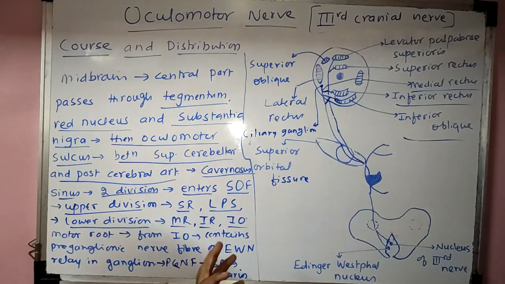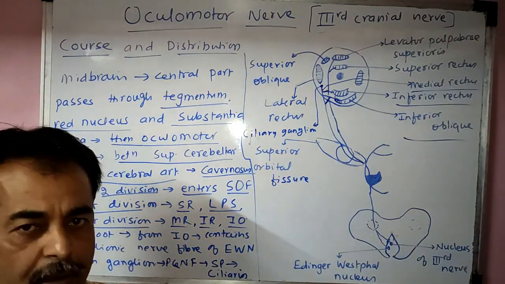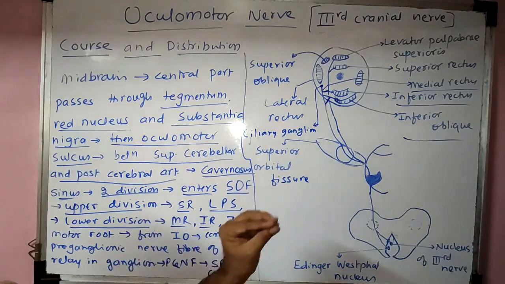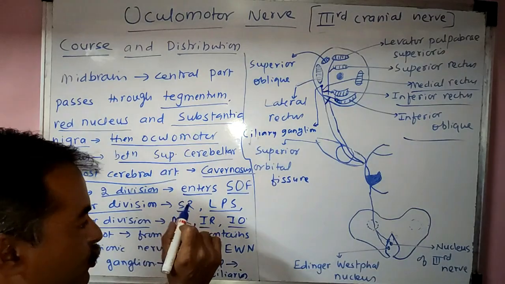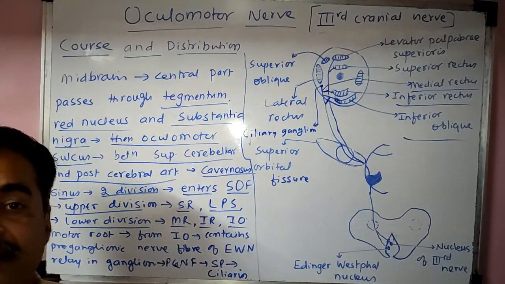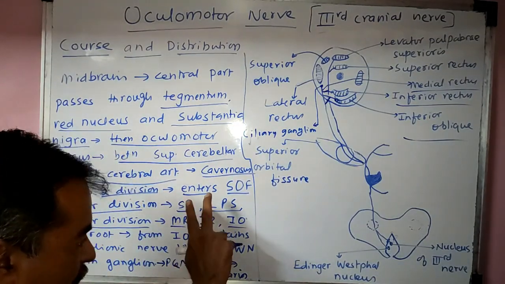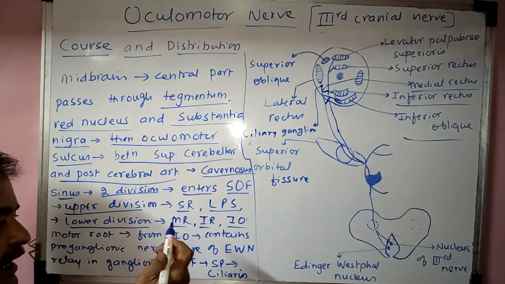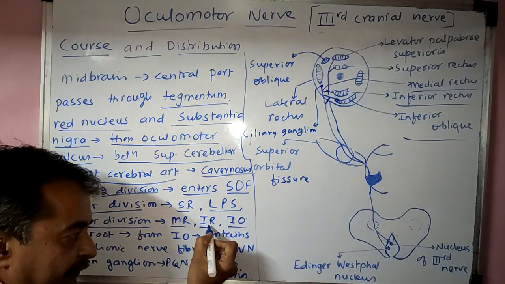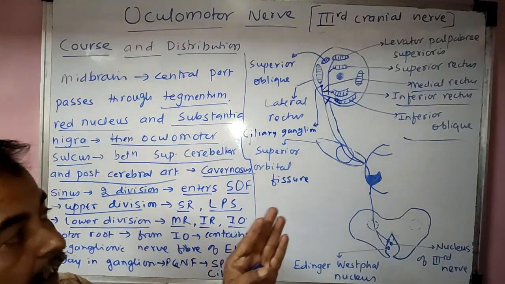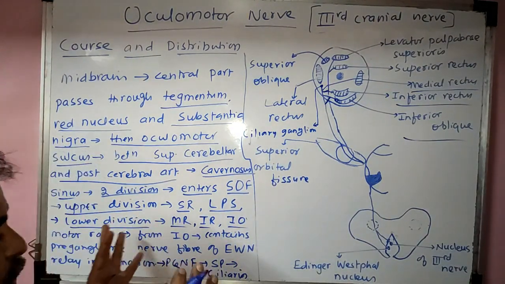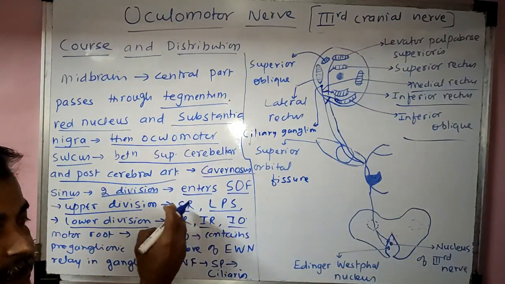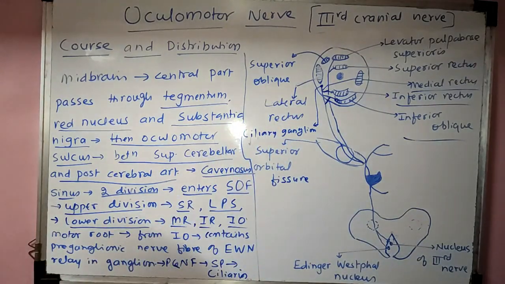So I had told you there are a total of 7 extraocular muscles, out of which 5 are supplied by the oculomotor nerve, in which the upper division supplies the superior rectus and levator palpebrae superioris, meaning 2 muscles, while the lower division supplies the medial rectus, inferior rectus and inferior oblique. So these 5 extraocular muscles are supplied by the oculomotor nerve.